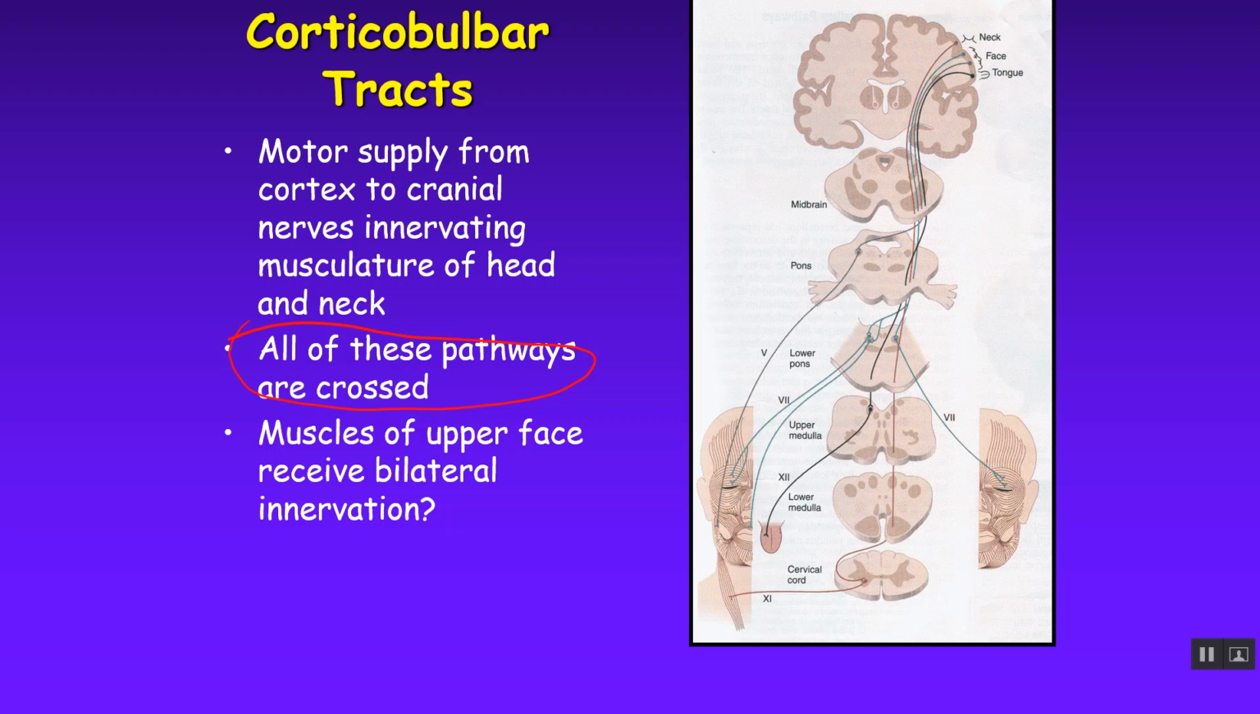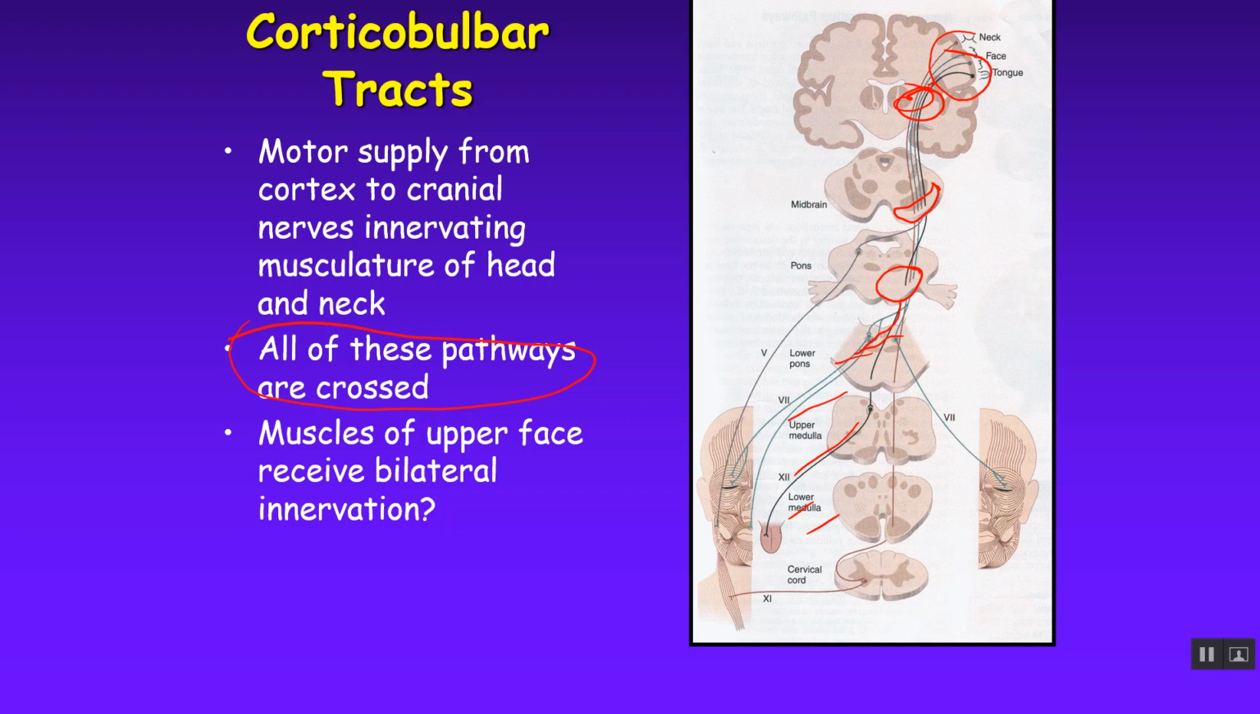And they actually run with the corticospinal tract fibers coming from your cortex. They go through the internal capsule right here. They go through the crus cerebri. They go through the ventral pons. But then they just terminate on the cranial nerve nuclei they're going to on the opposite side to drive the motor function of those cranial nerves.